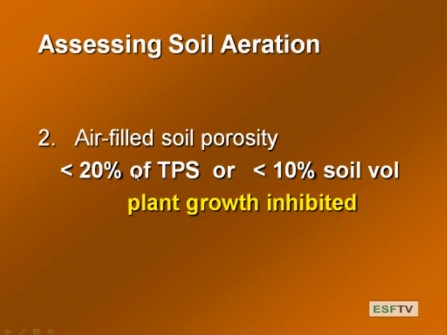Consider that total pore space ideally is about half the soil volume. So if we say that's half the soil volume, we can compute that just to soil volume, or less than 10% of soil volume. Okay? So if we get below 20% of total pore space that's air-filled, or below 10% of the soil volume, this inhibits plant growth. Okay? So that's number two.